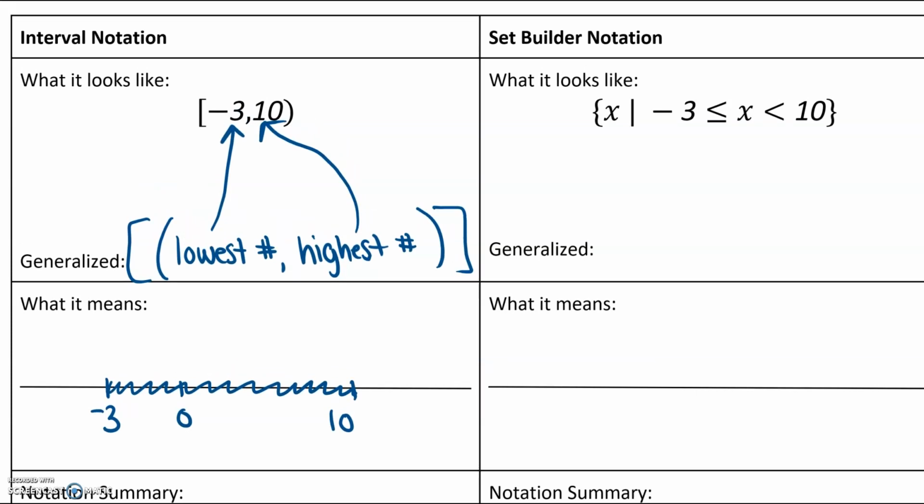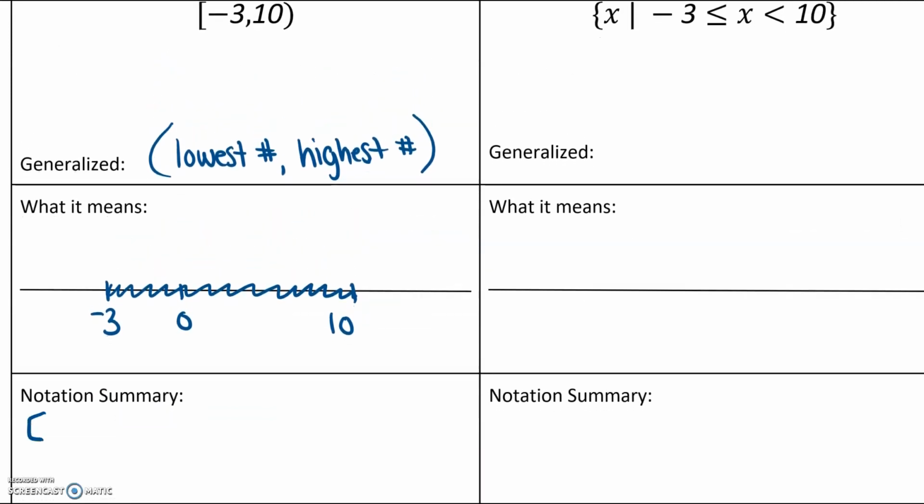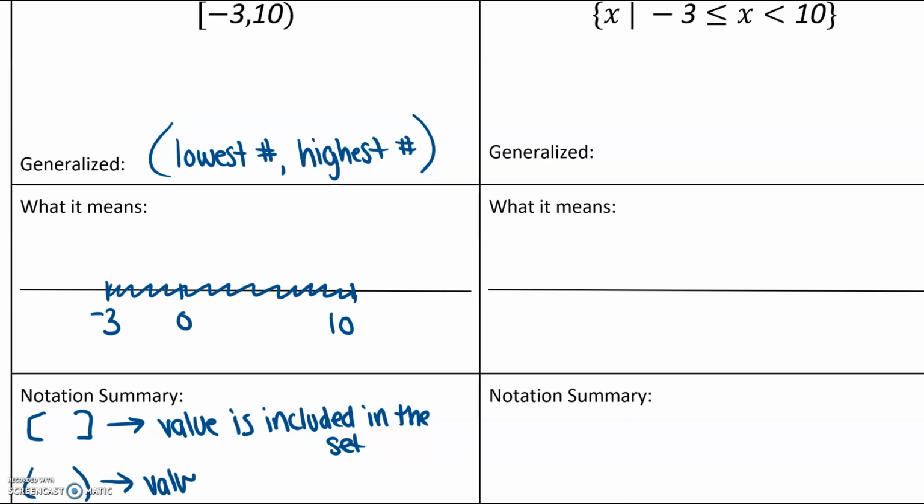Now you're probably wondering, well, Miss Mancini, you said it could be a parenthesis, it could be a bracket. How do I know which is which? Maybe you're not wondering that, but I'm going to tell you anyways. When you see a bracket, that means that value is included in the set. Make sure you write this down. Versus when you see parentheses, that means that value is not included in that set of numbers. However you want to write that is fine.